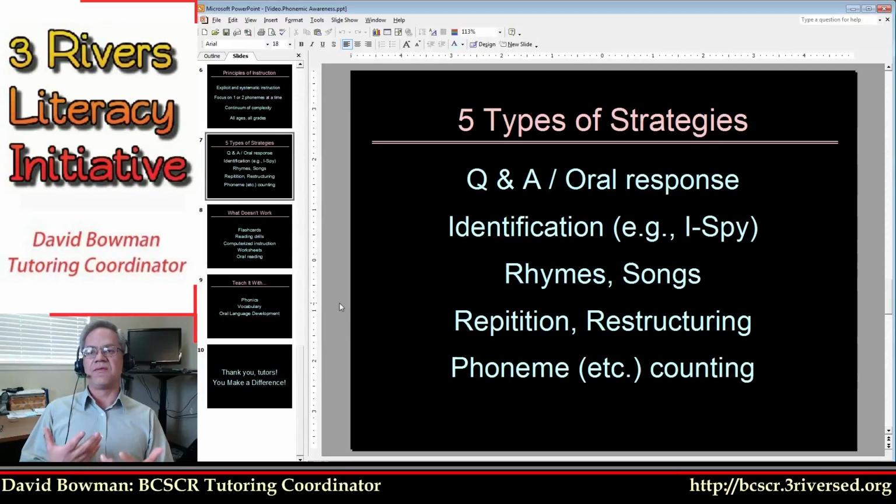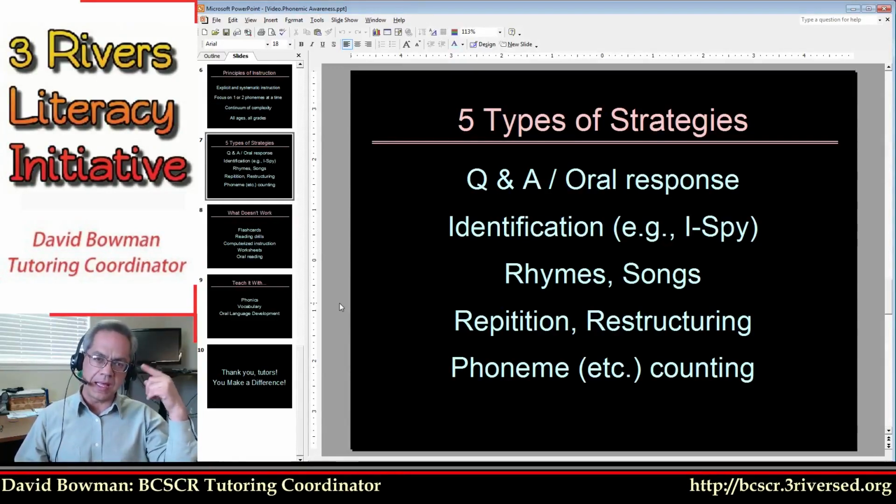And then any kind of identification strategies. I'm a big fan of I spy. I spy is something that ends with the letter or ends with the sound "all." Oh, wall. Okay. I think that's a lot of fun. And it really helps to pinpoint and make students think about the sounds within words. So any kind of identification strategies is going to be good.